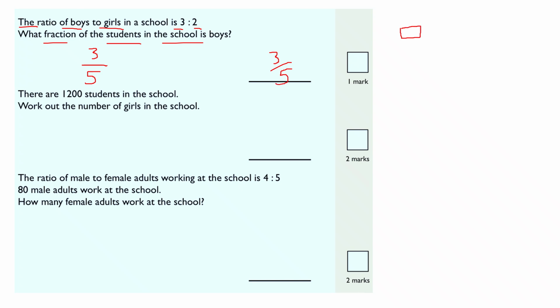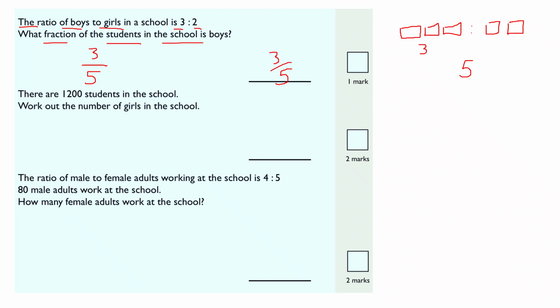Okay, so think of it like this. If you're unsure, you're going to have boys there, and obviously girls will be there. So in total, you've got 3 plus 2 makes 5. There are 3 that are boys, so it's 3 out of 5.